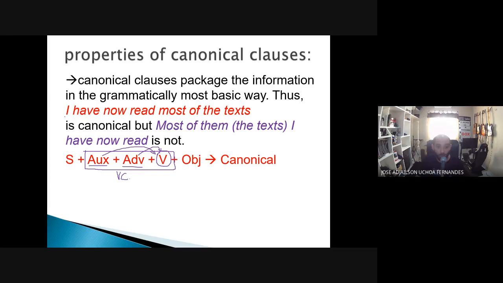Nessa sentença, in this sentence here, I have, which is auxiliary. Now is an adverb. And read is the main verb. O now determina o tempo do verbo to read. E o have trabalha como auxiliar de present perfect. Tudo isso aqui, esses dois caras, orbitam em torno do read. Is it clear? Por isso que eu chamo isso aqui de cápsula verbal. Verb Capsule. Ok? Any question about this?